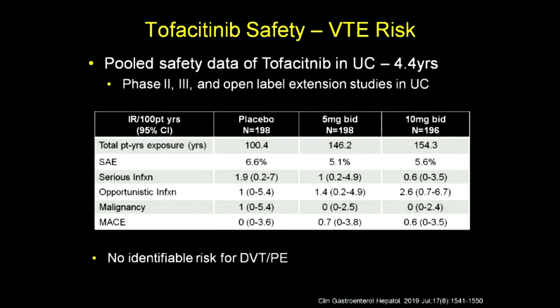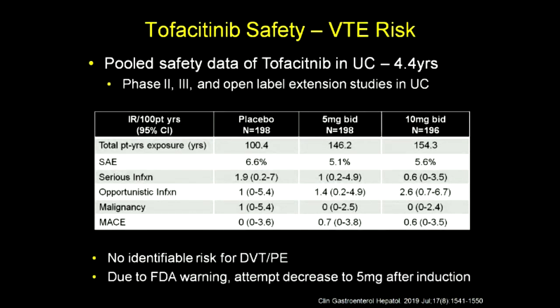In ulcerative colitis, our follow-up with this, because it's only been approved more recently, is shorter, only 4.5 years. But again, there was no identifiable risk for DVT or PE in the ulcerative colitis population on this 10 milligram BID dosing. But because of this black box warning that's come out, in patients that we induce in ulcerative colitis on 10 BID, if they're doing well, we try to drop them to the 5 BID dose if they will stay well. And if not, then we'll try to bump them back up and have a discussion about potential risk-benefit in doing so.